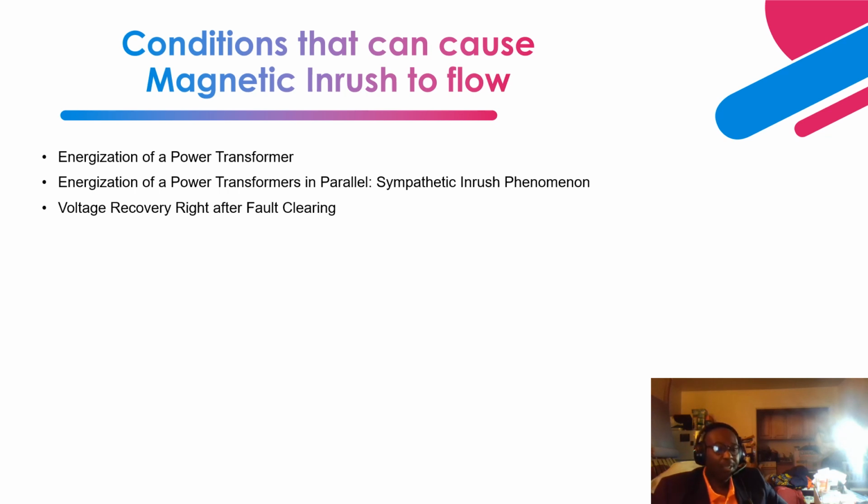Next is voltage recovery right after a fault clearing. That is an external fault. If you have an external fault and the protective relays clear the fault, then after the voltage recovery, the power transformer might experience a magnetic inrush in the process of being re-energized.